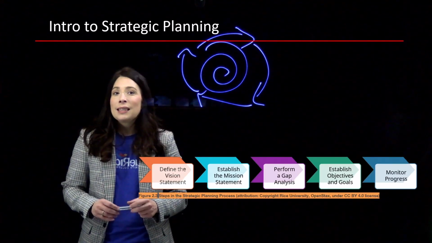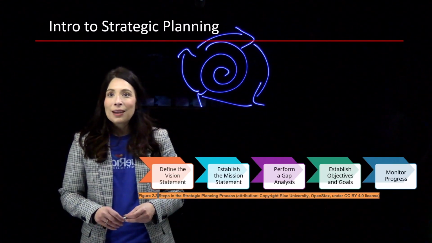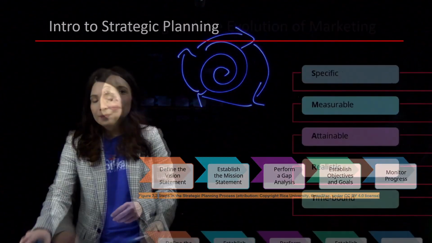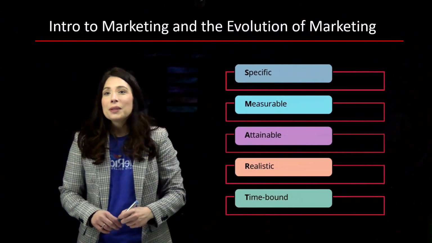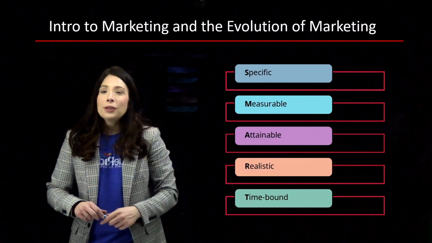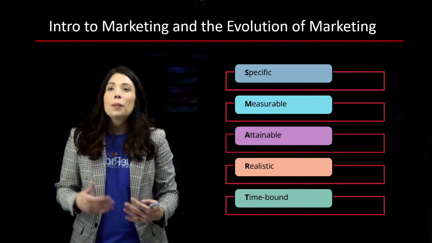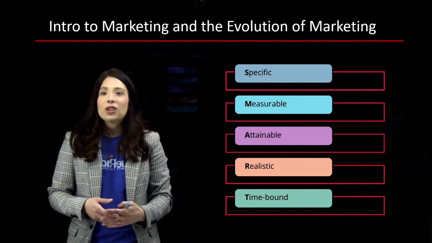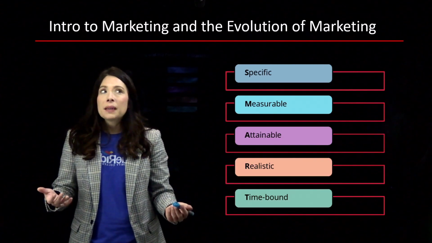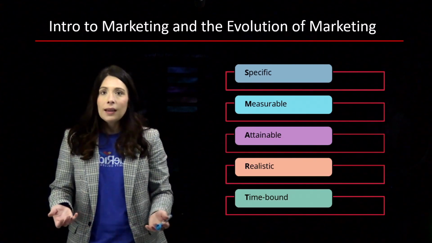Now let's look at establishing objectives and goals in a little bit more detail, and the concept of SMART goals. SMART goals are action items that are measured. Now they're measured meaning that you can actually determine whether you met that objective or action item or not. It's great to say we want to be the best company in the world, but how do we determine if we actually did that or not?